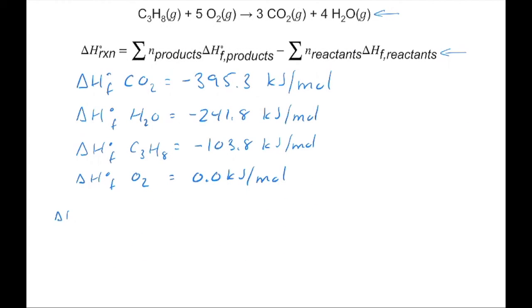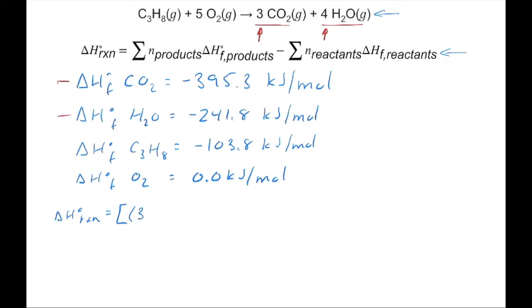So the delta H of reaction is going to equal the sum of the delta H of formation of products minus the sum of the delta H of formation of the reactants. So the 2 products are carbon dioxide and water, which are right here. And notice that we have 3 moles of carbon dioxide and 4 moles of water, so we're going to have to take those into account when we are doing this calculation. So we'll do carbon dioxide first.